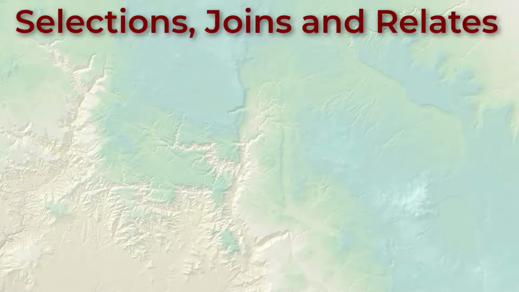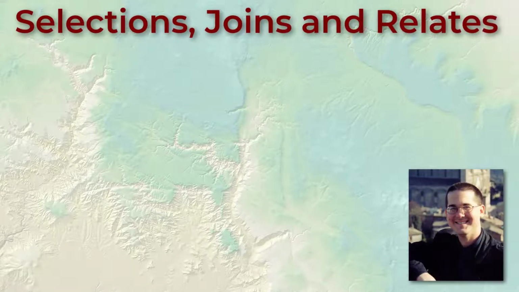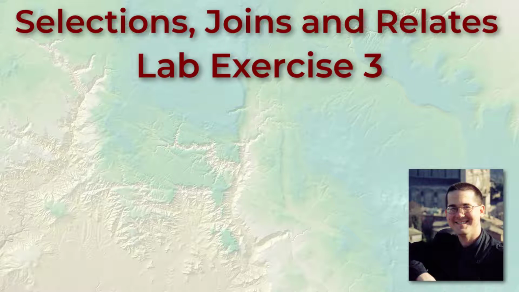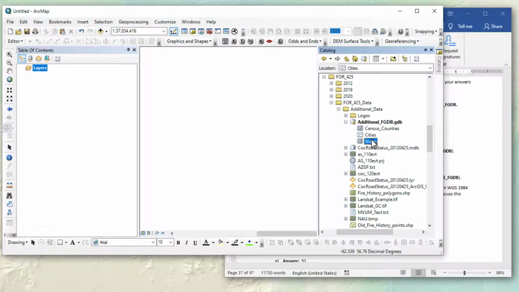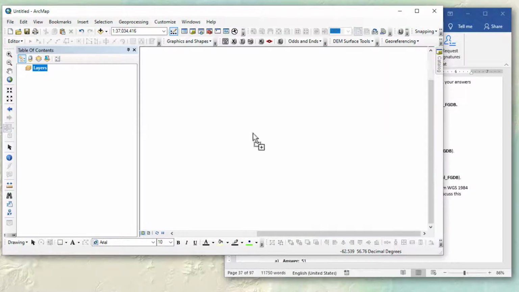Hello everybody, this is Jenness, and here we are going to demonstrate how to use our selection methods, select by location and select by attributes, on a whole series of questions having to do with cities, counties, and states in the United States. All right, so first step is we add the three feature classes in question to our map.